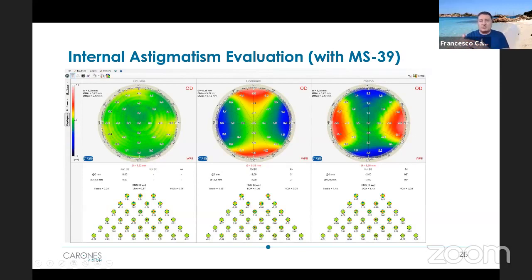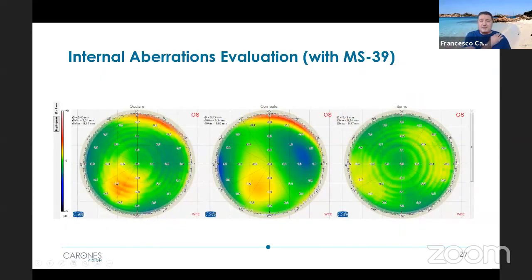And through subtraction maps, you can have what is the inner aberrations only. So this is the aberration of the lens. And what we see in the lens is obviously the diffractive pattern plus the presence of the astigmatism. The lens brings the astigmatism in the same axis the cornea brings the astigmatism, which means that the lens is pretty well aligned.